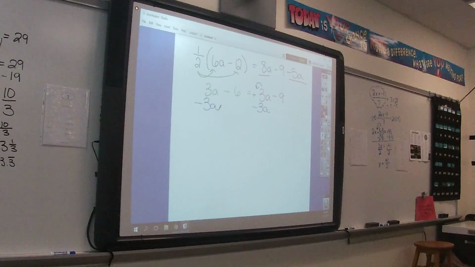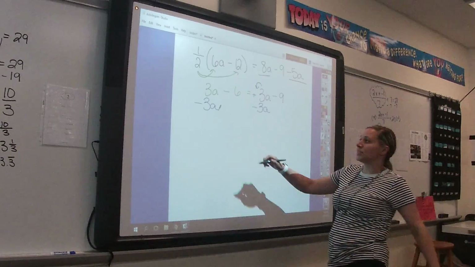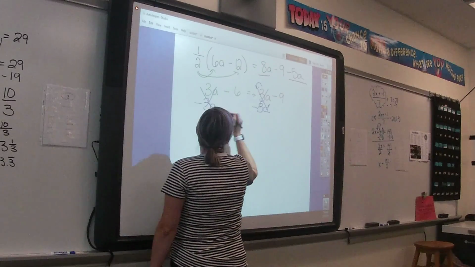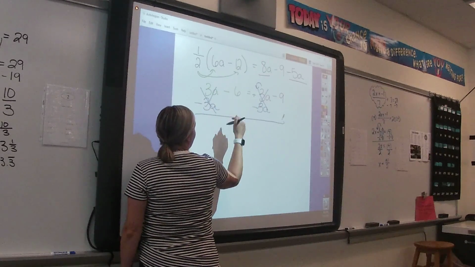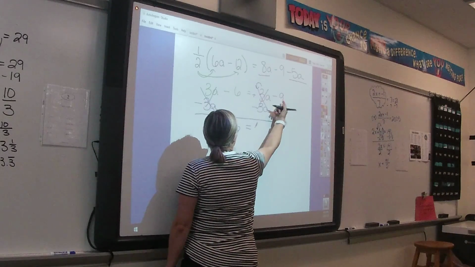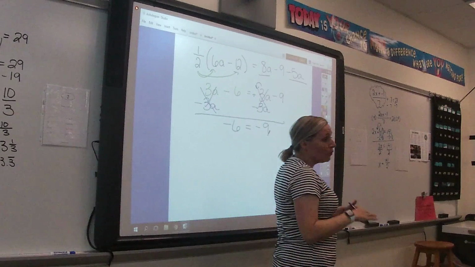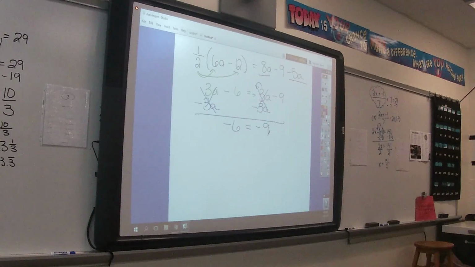Do not ever tell me that 3a minus 3a is 8. Do not make a variable magically appear because you don't like what's happening in a problem. These cancel out on both sides. So what do we have left over here? And what do we have left over here? There is no variable left to solve for.